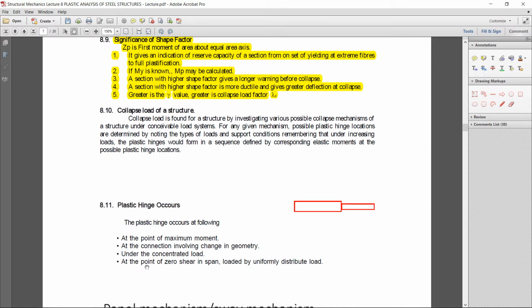The fourth point, at the point of zero shear in a span loaded by uniformly distributed load. Means in beams where there is UDL, at the location where there will be zero shear, the plastic hinge will occur. Means at that point yielding will occur.